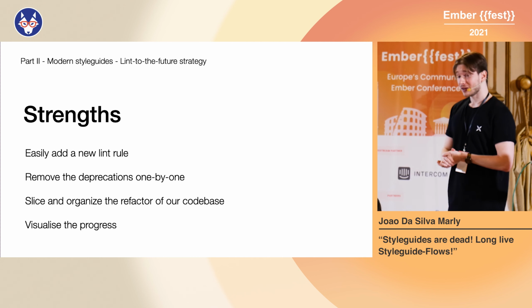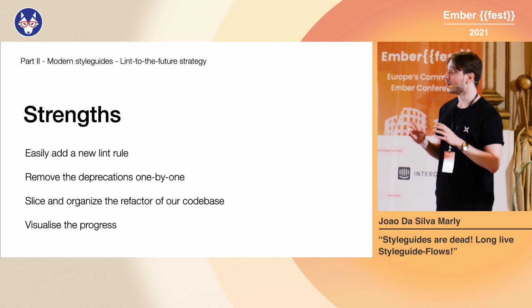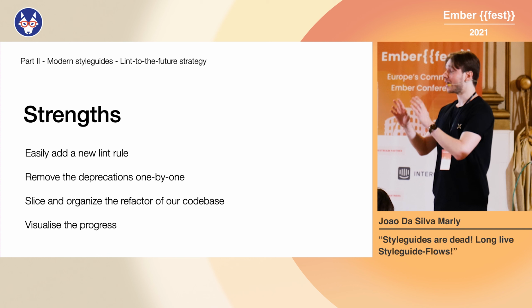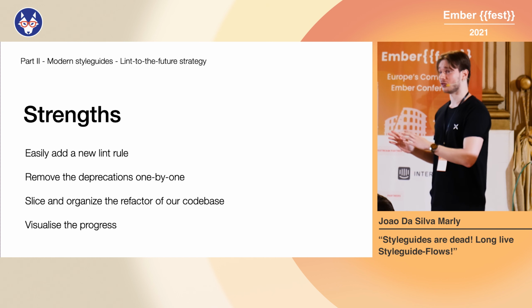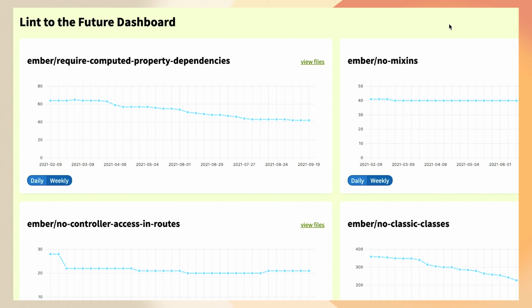And I will show you something else. Thanks to the Lint to the Future dashboard that we will see together right after, it allows us to slice, organize, and estimate the refactoring of our code base. Here is the Lint to the Future dashboard. It's an automatically generated page that lists all the lint rules that you ignore in your code base. And you can see the evolution with the time.